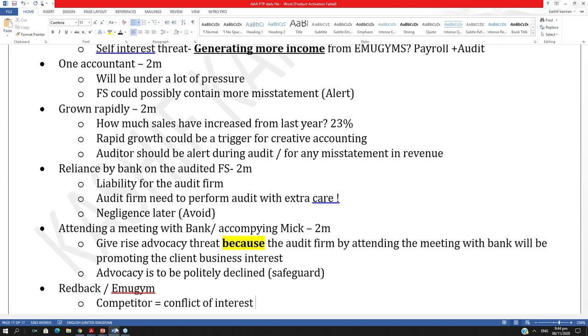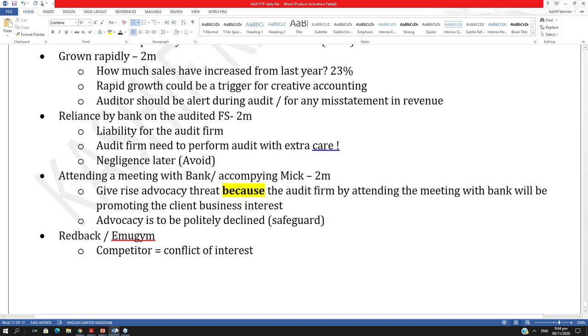So can we do audit of competitors? We can. The code of conduct says yes, you can, but you need to apply safeguards to proceed with auditing both companies. And yes, because you're already doing the audit of Redback as a gym company, you have plenty of competence. Do you have competence to audit Emugems? You have, because you're already doing the audit of the Redback company. So competence will be favorable.